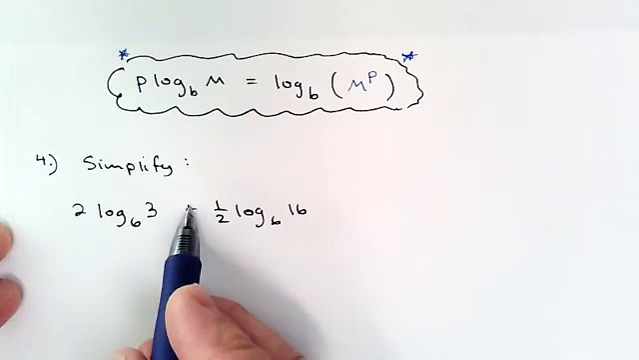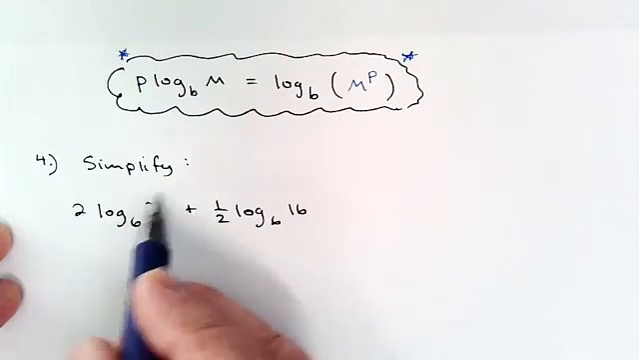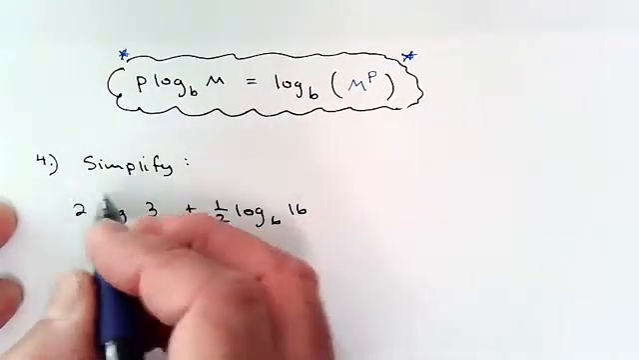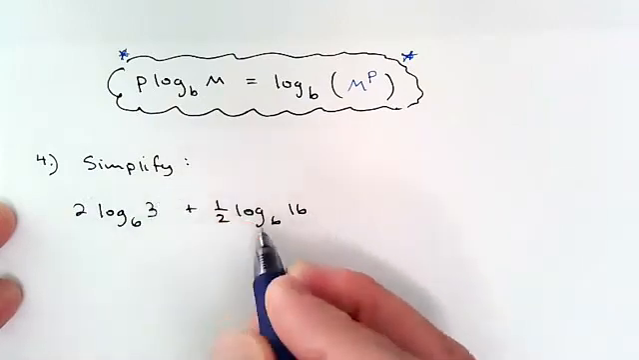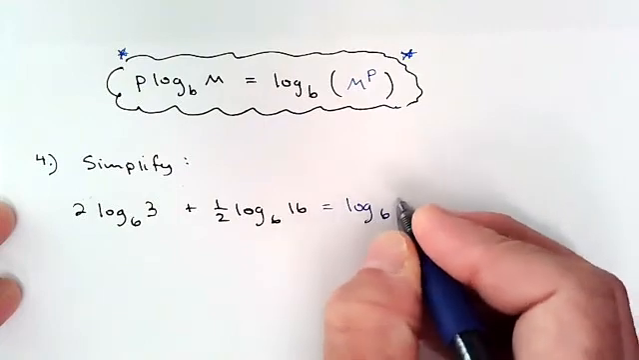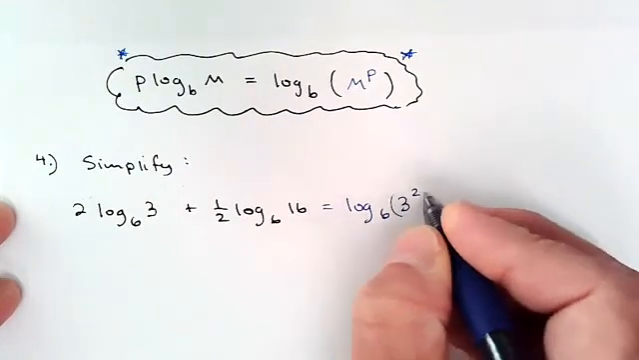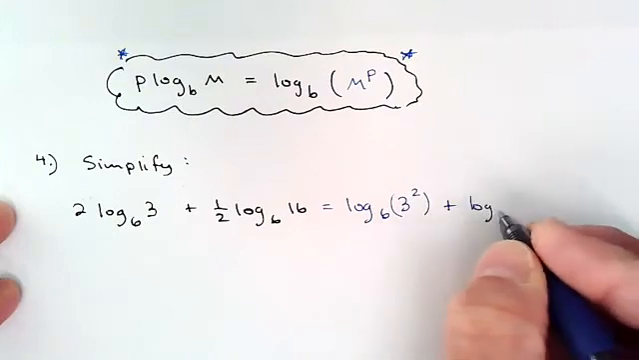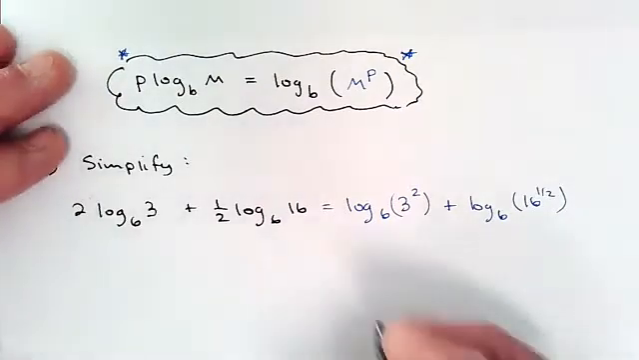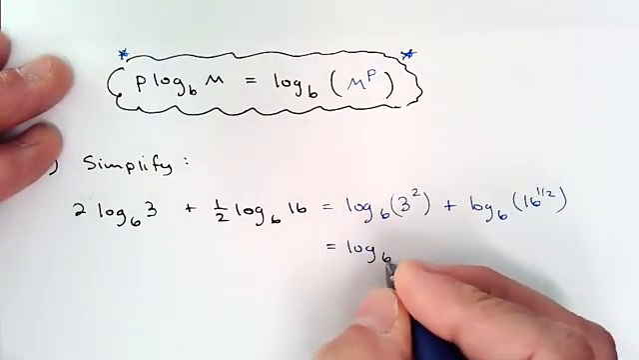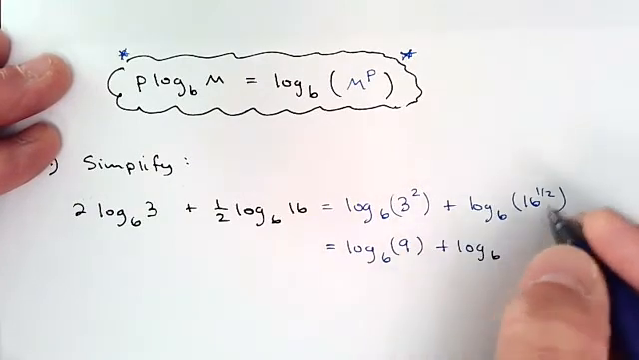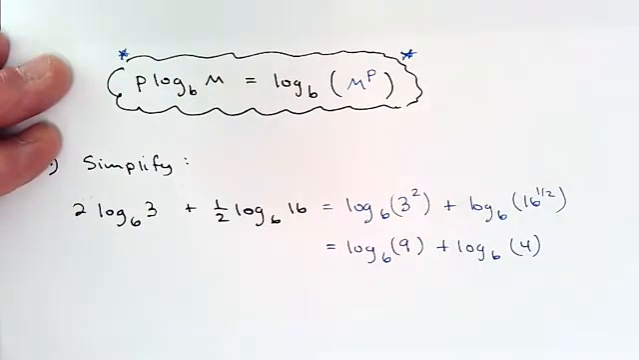Now there's two properties I'm going to use here. Yes, there is an addition, so I do want to add them. But what we first need to do is use this property we just talked about. This 2 can float up and become the exponent of 3. Same thing with the 1/2. So I can write this as the log base 6 of 3 squared, let's put parentheses in there, plus the log base 6 of 16 to the 1/2. Of course, 3 squared is 9. And 16 to the 1/2 is like the square root of 16, that's 4.